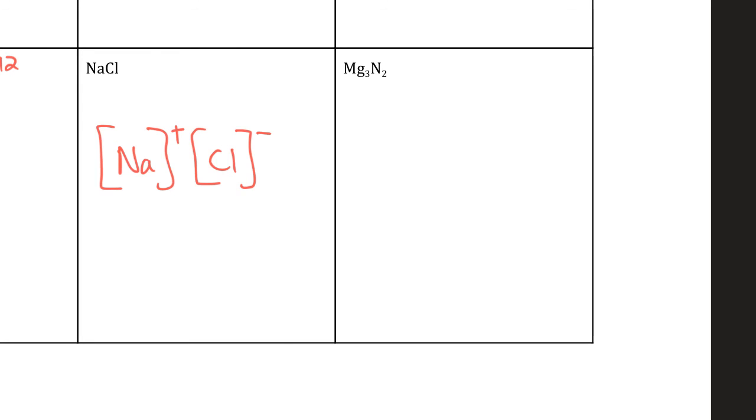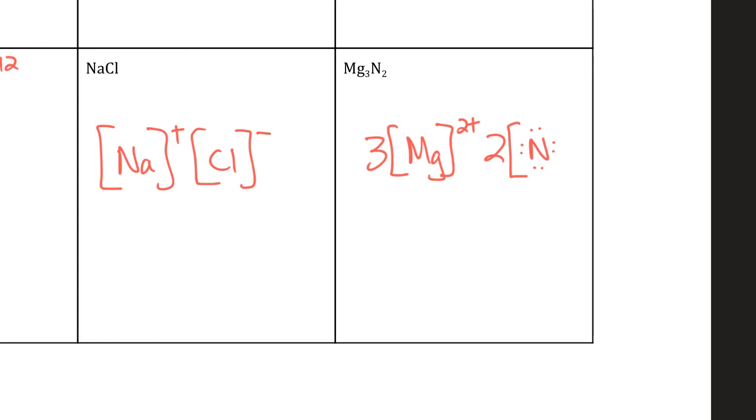Mg3N2. Looks like this last one is also an ionic compound. So the ratios are already given. So we're going to have 3 magnesiums. Each magnesium has a 2+ charge. And then 2 nitrogens. Each nitrogen should have 8 electrons around it because it's taken 2 from magnesium.